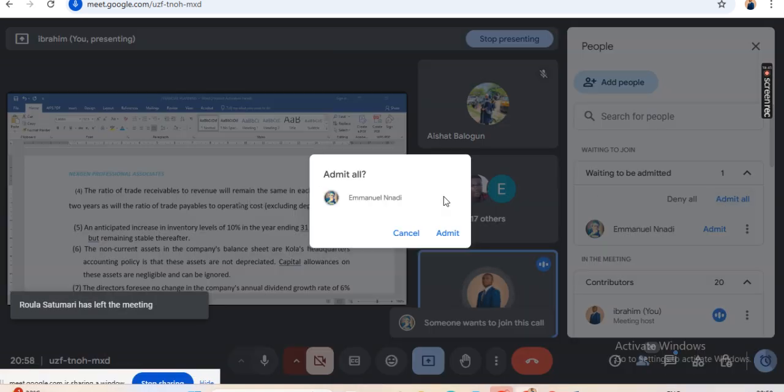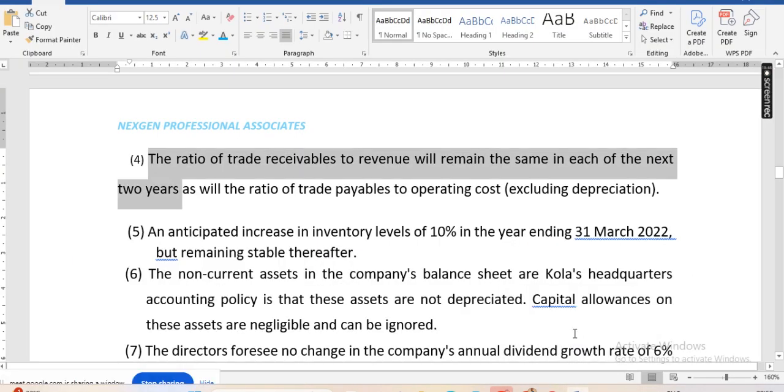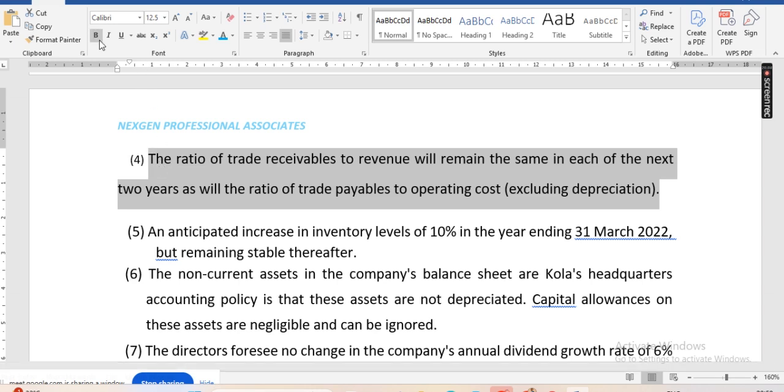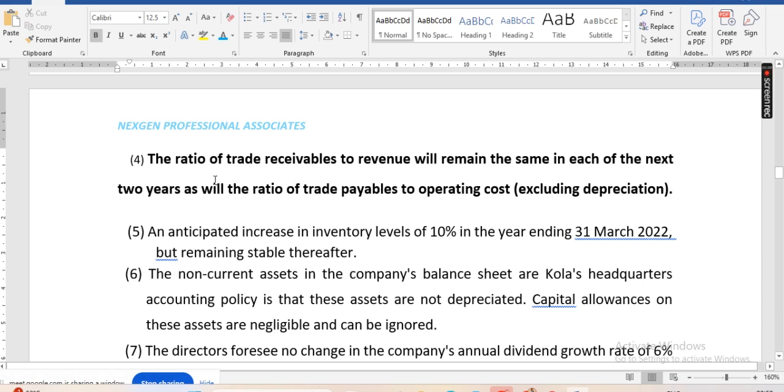By 8%, because your revenue increases by what? By 8%, according to this question. Now, as well, the ratio of trade payables to operating costs excluding depreciation. Class, this is another point. You can see when you look at it, oh, forecast is simple, right? But look at the clause here.